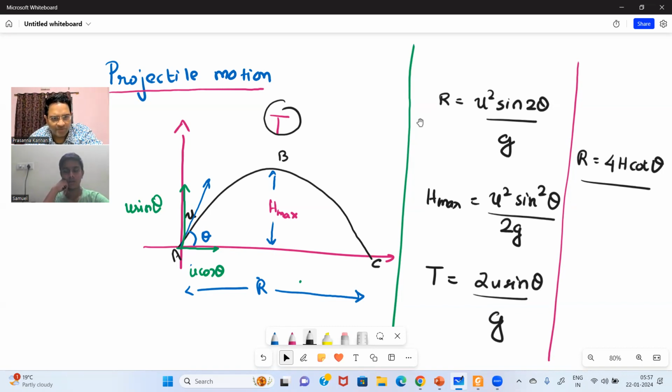Why does the vertical velocity become 0? Because acceleration due to gravity has been acting for some time. According to the equation, V = U + AT, as time increases, and acceleration is actually negative, because velocity was in the upward direction and acceleration is in the downward direction, the velocity will keep decreasing. At point B, the vertical component of the velocity becomes 0. Is that clear, Samuel? Yes. All that is there at that point is only horizontal velocity.